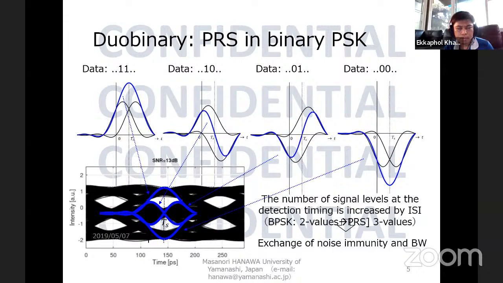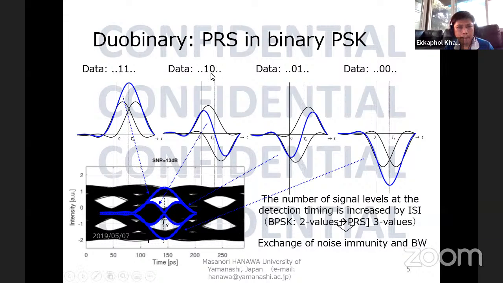If the data sequence is 1, 1, then we send these wide pulses at time 0 and time TS. The summation of these two pulses is sent, and the resulting output would be this big amplitude pulse.